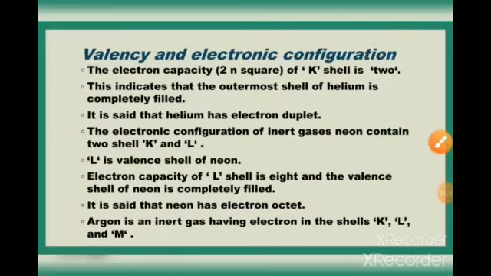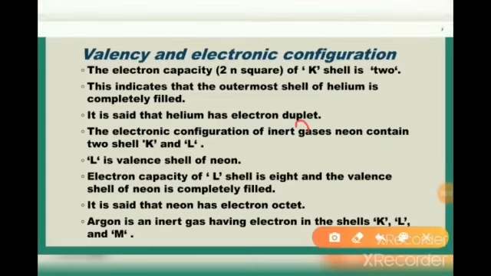The electron capacity is 2n square, and 2n square for the K shell is 2. This indicates that the outermost shell of helium is completely filled. If we look at the figure of helium, here is the nucleus, and here is the outermost shell, or valence shell. You can see the 2 electrons here, so it is an electron duplet. It has only 2 electrons, which are also called valence electrons.